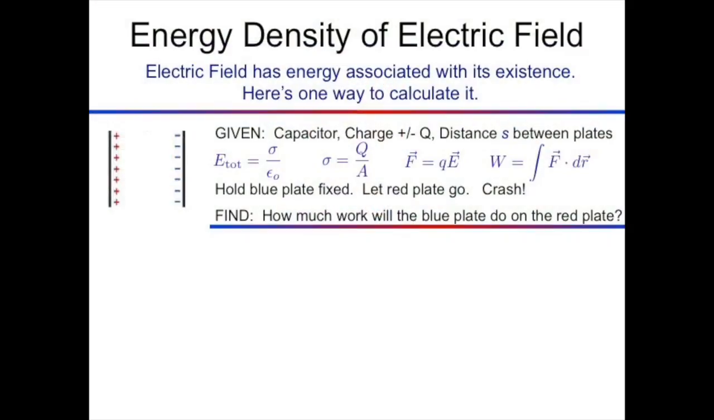But I do know that the electric field inside of a capacitor is sigma over epsilon naught, where sigma is charge per unit area on the plate. Okay? Do you have any questions so far? So far, it's just a setup. Okay? So what I need to figure out is what's the field that the red plate feels. Look at this equation here. This is the total electric field in the capacitor. How much of that is due to the blue plate?